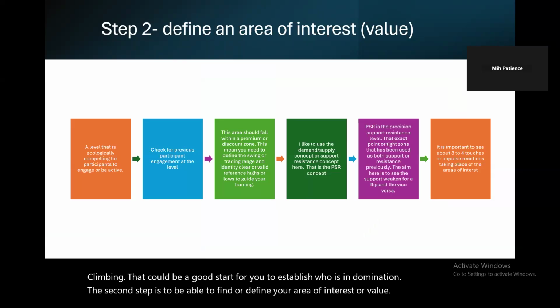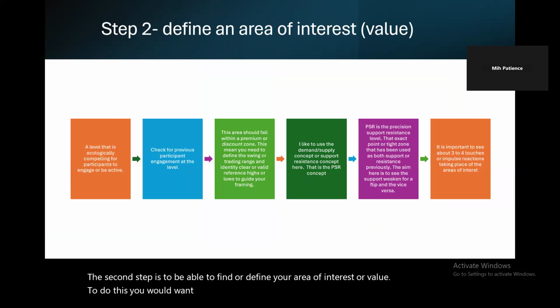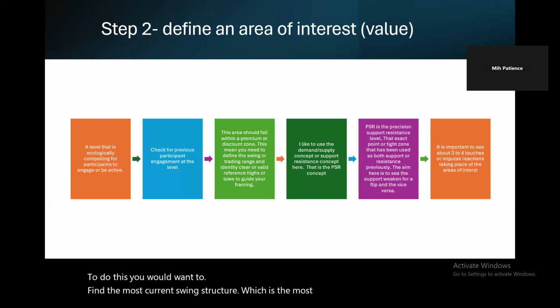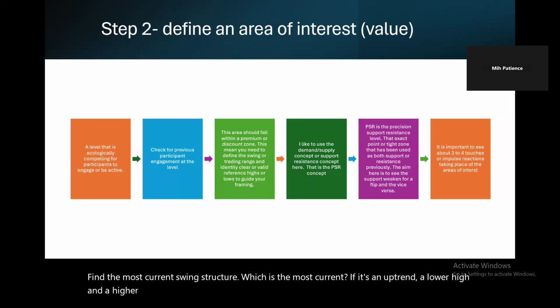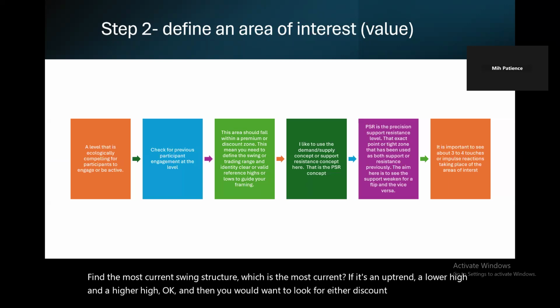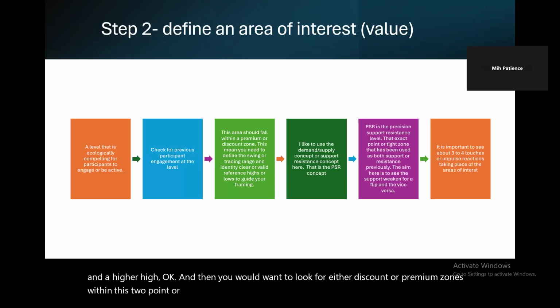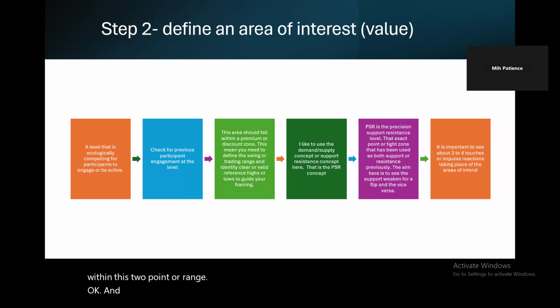The second step is to be able to find or define your area of interest or value. To do this, you would want to find the most current swing structure, which, if it's an uptrend, is a lower high and a higher high. And then you would want to look for either discount or premium zones within these two points or range.